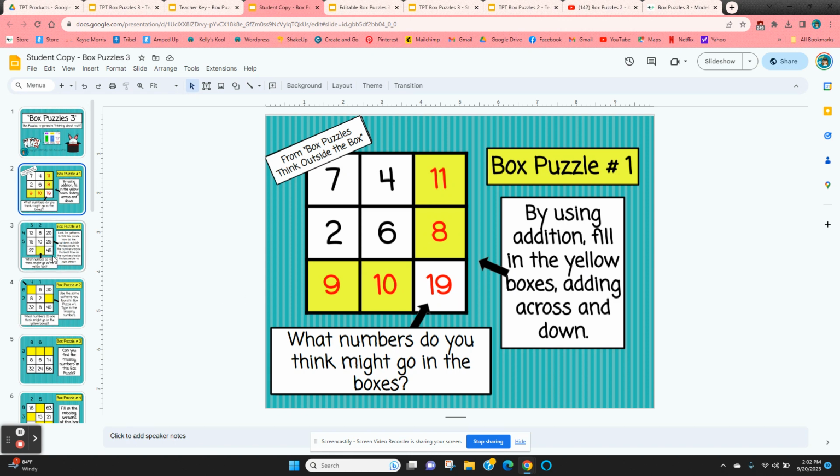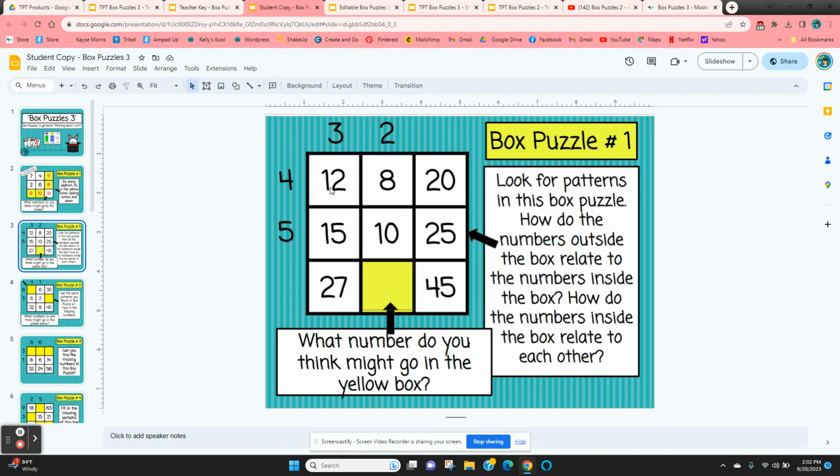Now we get to Box Puzzles 3, we're going to add a little bit to that. So we're going to add some outside numbers. So we're going to look for patterns here. Okay, well, what number would go in the box? So after they've had the review, they should be able to see that this number would be 18. They type it in, 8 plus 10, and then what number plus 27 is 45? So this would have to be 18.